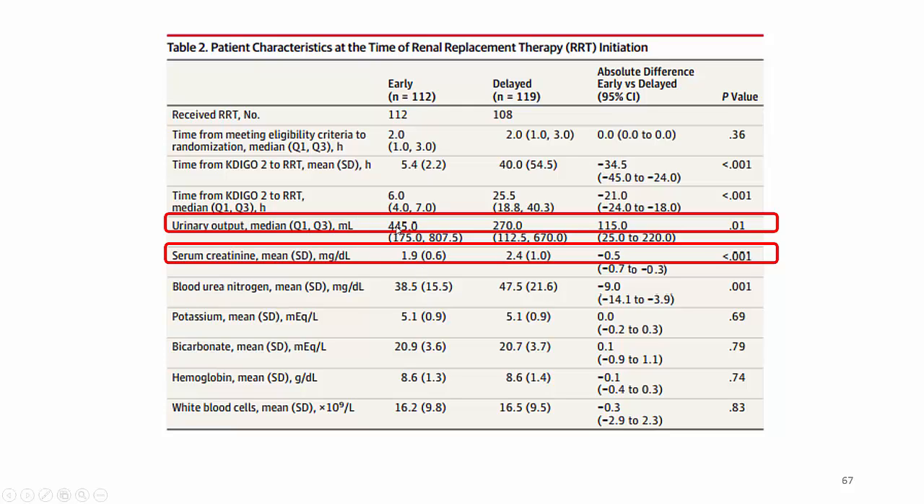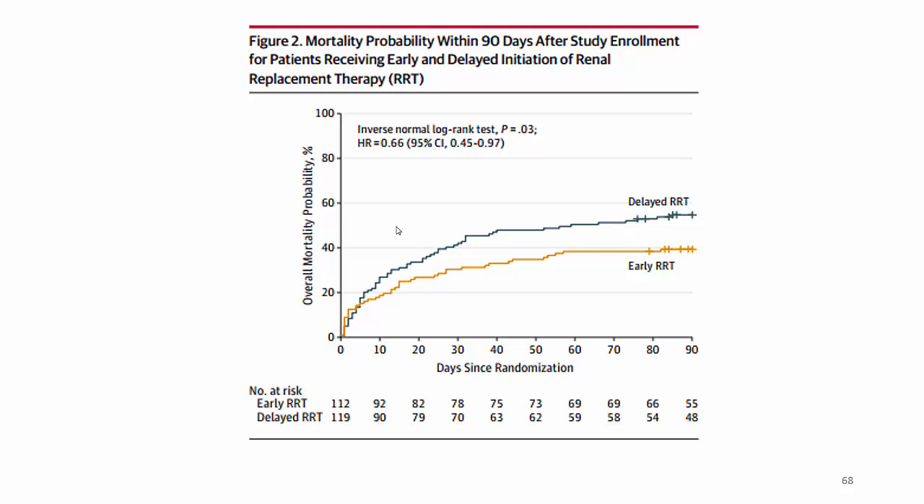They were making half a liter of urine a day, which again, usually we don't start patients on dialysis this early. They did find, however, some outcome benefit. It looks like at 90 days, 40% of the early treatment group had died, whereas almost 60%, or 58%, of the delayed group had died. Is this really meaningful? It looks like it.